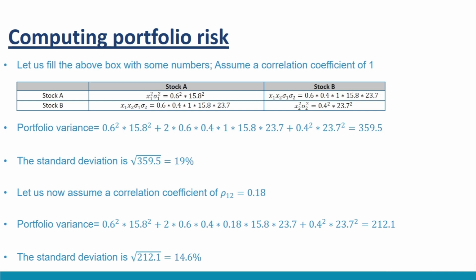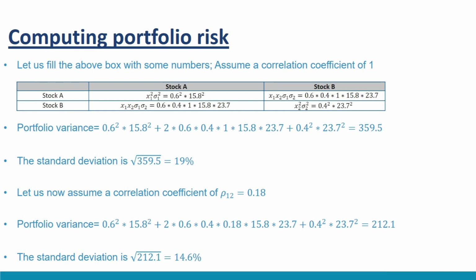Let us now assume a correlation coefficient of rho 1 2 equal to 0.8. The resulting portfolio variance can be simply computed as shown here. That is portfolio variance equal to 0.6 raised to the power 2 into 15.8 raised to the power 2 plus 2 times 0.6 into 0.4 into 0.18 into 15.8 into 23.7 plus 0.4 raised to the power 2 into 23.7 raised to the power 2 equal to 212.1. The standard deviation is square root of 212.1, that is equal to 14.6%.